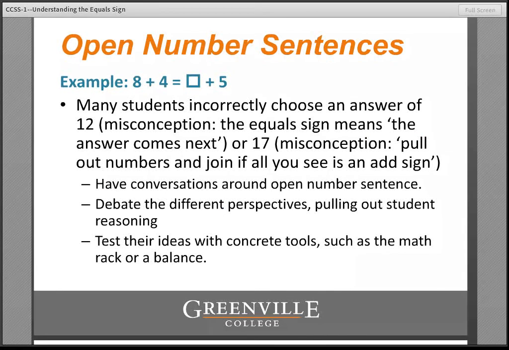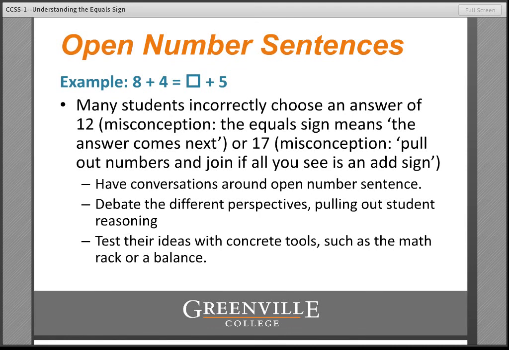Another instructional tool for promoting cognitive dissonance is the open number sentence. These are very similar to the true-false number sentences, but you see that there is a missing term, and the students need to figure out how to complete the equation so that it is true. This particular open number sentence that you see here is well known in the research literature.